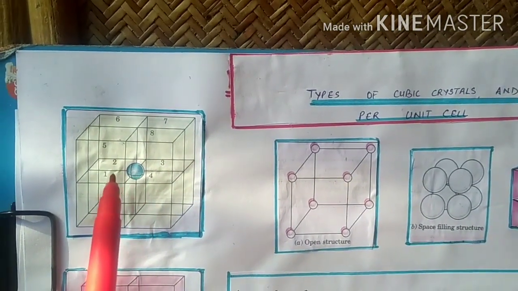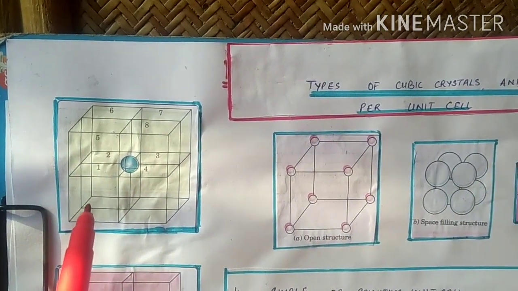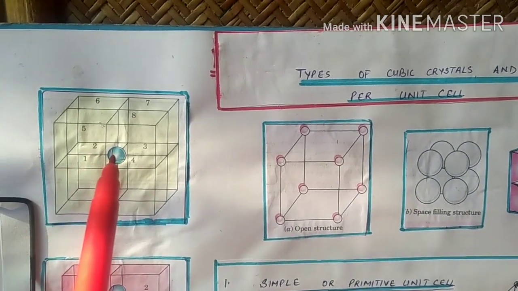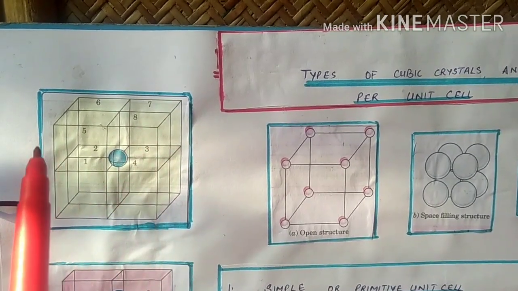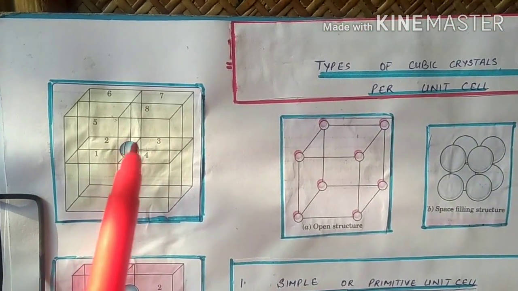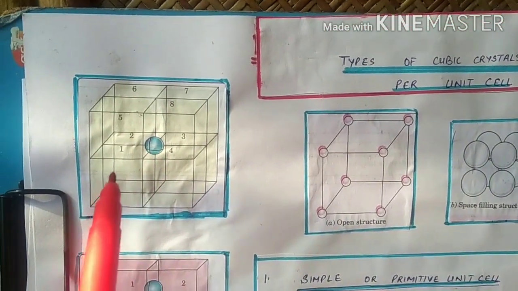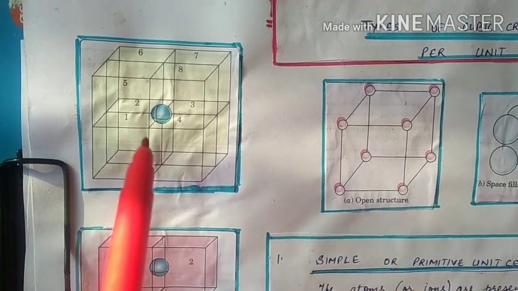एटम का सिर्फ 1/8 पार्ट उस यूनिट सेल का पार्ट है। So one atom belongs to or is being shared by 8 unit cells, and the contribution of that atom to its own unit cell is only 1/8.